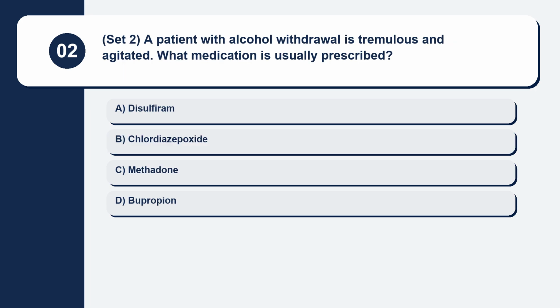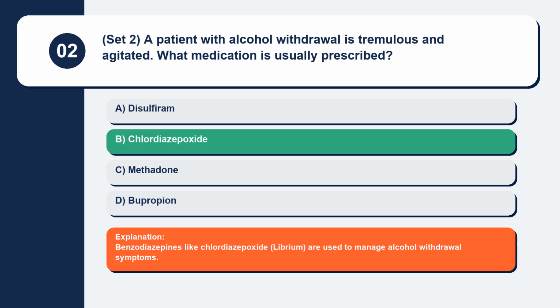Question 2. Set 2. A patient with alcohol withdrawal is tremulous and agitated. What medication is usually prescribed? Disulfiram, chlordiazepoxide, methadone, bupropion. Benzodiazepines like chlordiazepoxide, Librium, are used to manage alcohol withdrawal symptoms.